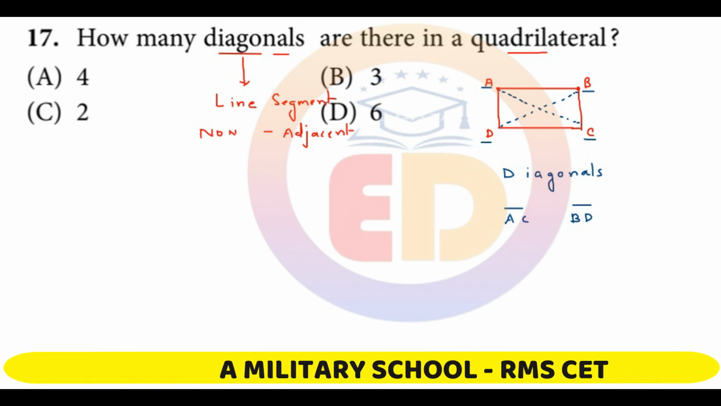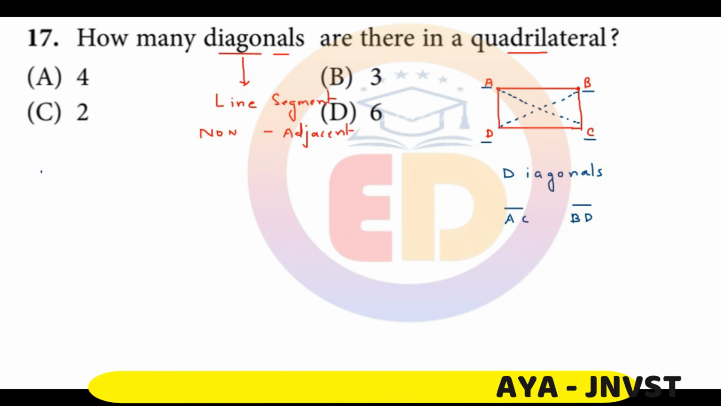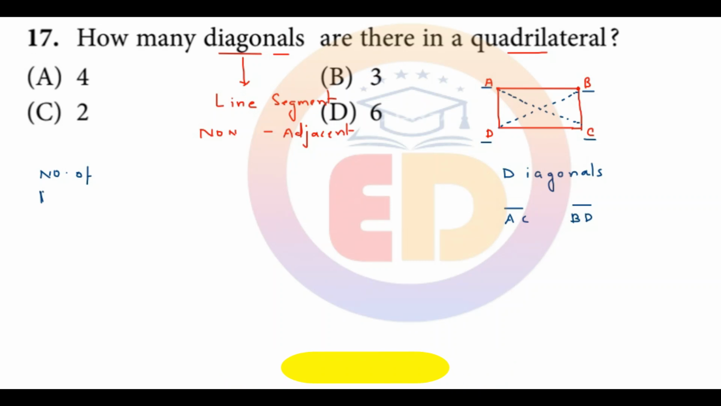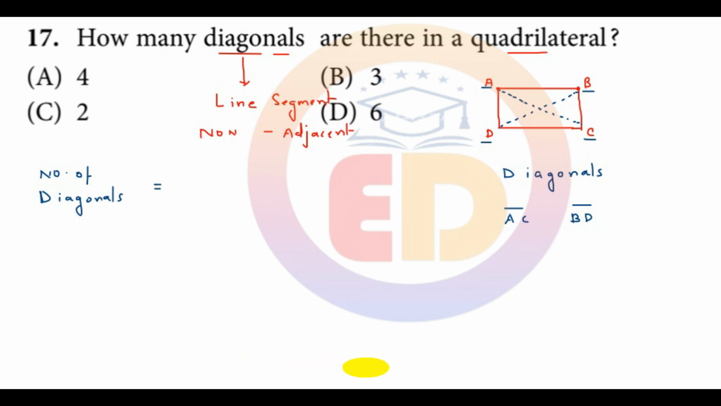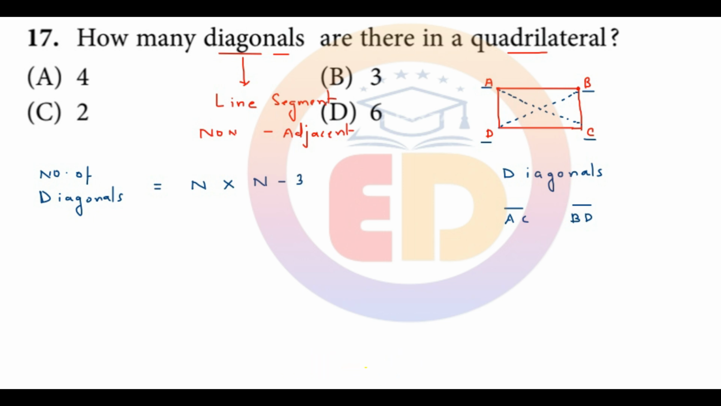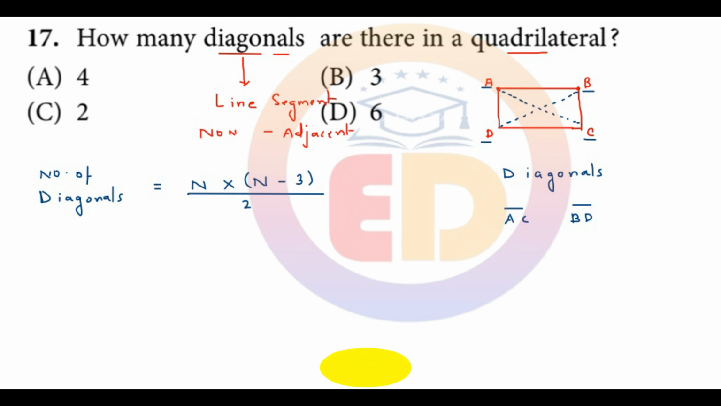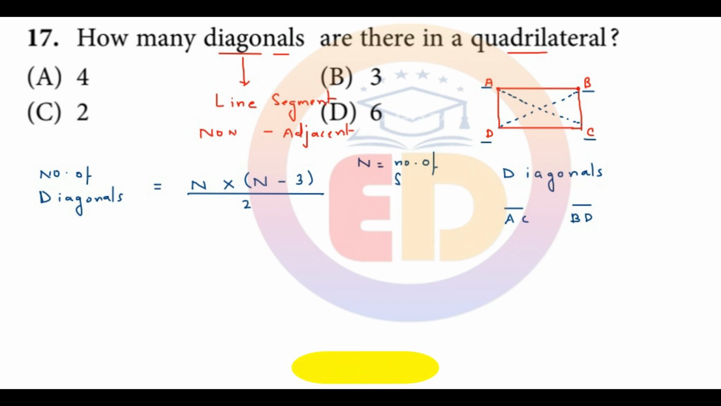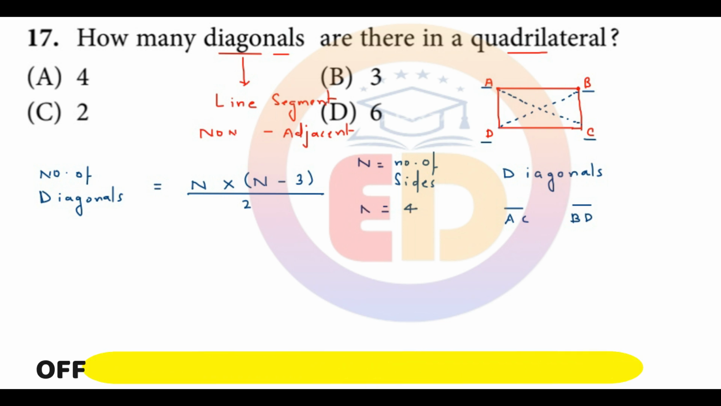Subsequently, we can also find out the number of diagonals by using the formula n multiplied by n minus 3 in the bracket upon 2. Here the term n means number of sides, and in a quadrilateral we know that number of sides are 4, so the value of n will be 4.